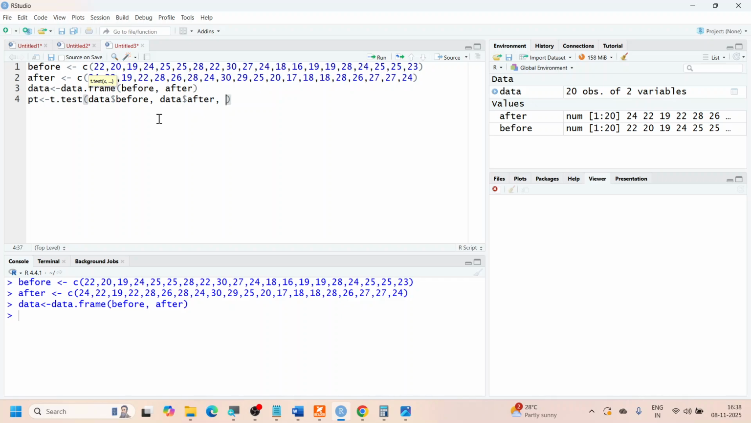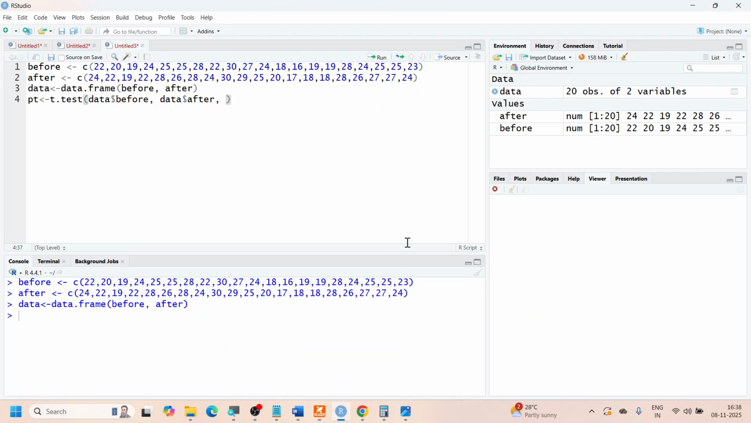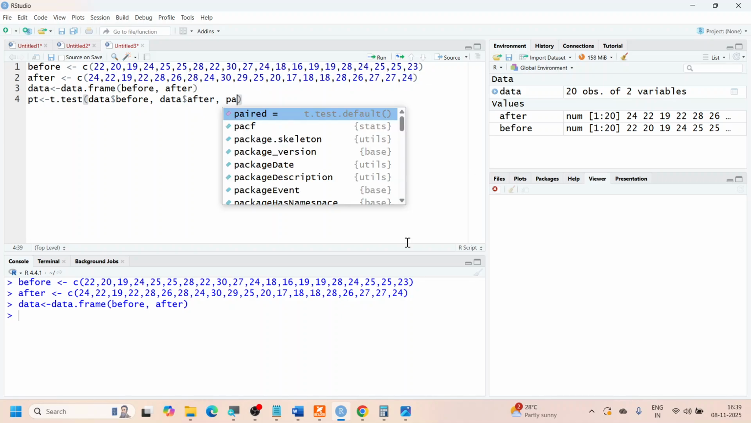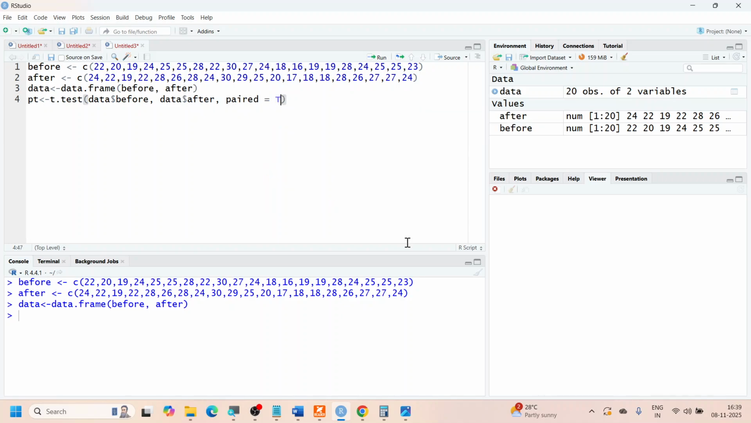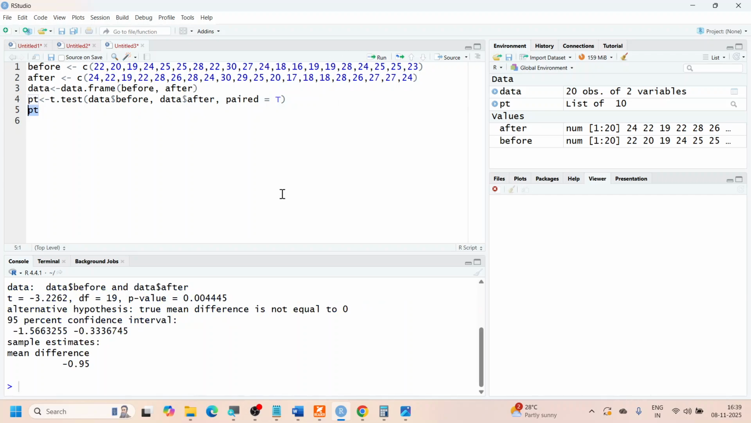Remember, we are performing the paired test. That is also mentioned in the question: use the paired test. So let us use that also. I'm going to say paired is TRUE. Okay, so that's it, paired is TRUE. And let's run this one. So we have executed it, the paired test. Let me just type pt to see what it is going to show, and just run it. Not pressing run will not help you. So this is what you are going to get.